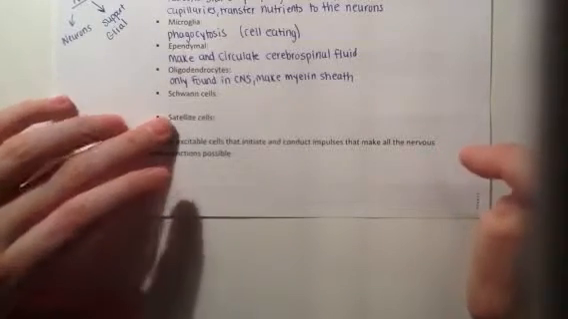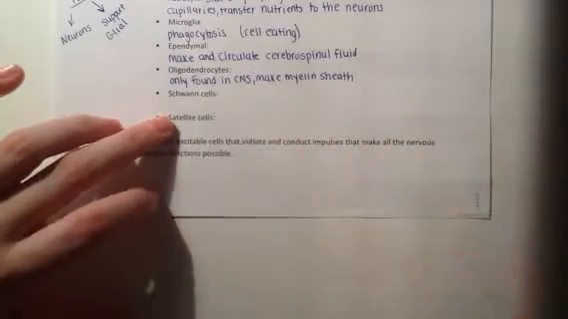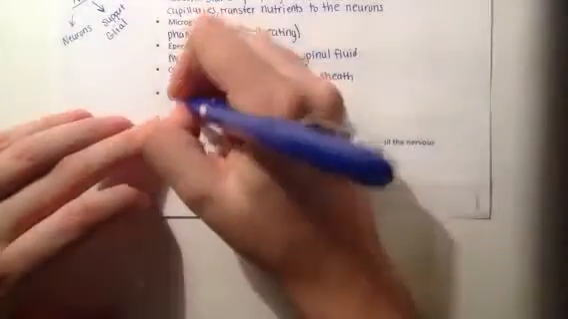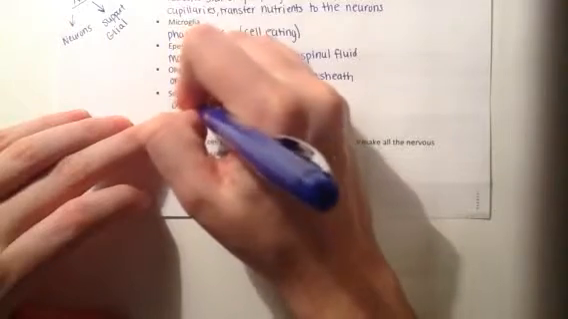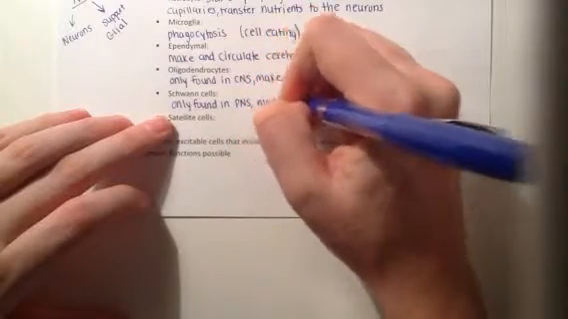The Schwann cells are going to make the myelin sheath in the peripheral nervous system. So Schwann cells are only found in the peripheral nervous system, and they also make myelin sheath.